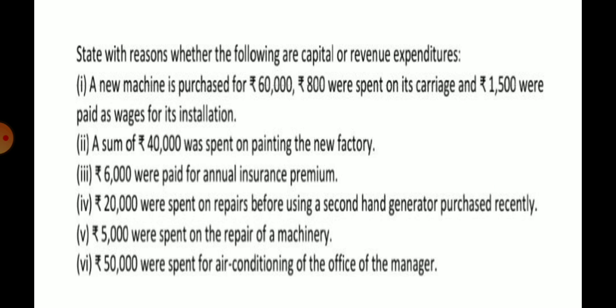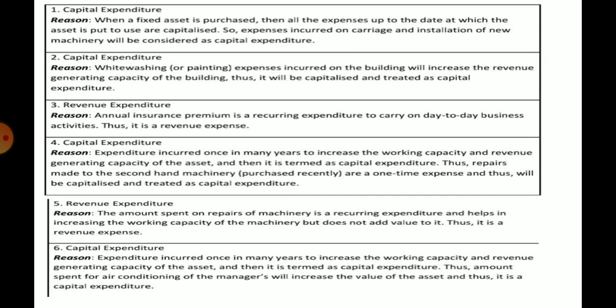Okay, there are some different questions in the book which we have to solve. State with the reason whether the following are capital or revenue expenditure. A machine is purchased for 60,000, 800 were spent on carriage and 1500 were paid as wages for installation. So whether it is a capital or revenue expenditure, remember that it is a capital expenditure.